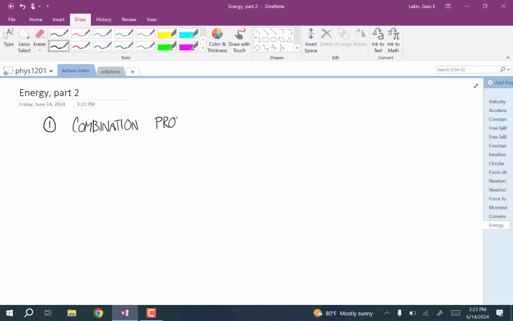So there are a lot of problems where you will use both conservation of momentum or any kind of momentum thing. I'm actually going to do an example with conservation of momentum, and I'm also going to do an example with the impulse momentum equation. But then these combination problems take that momentum thing, and then another part of the problem uses conservation of mechanical energy. So that's the first one I want to talk about.